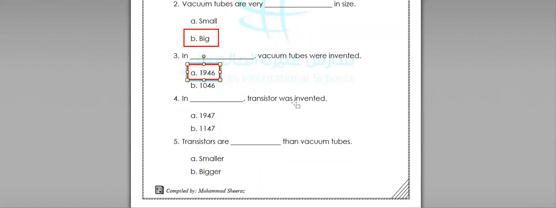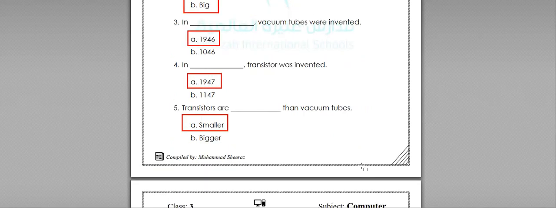In dash year, transistor was invented. It's in year 1947. Transistors are smaller than vacuum tubes. That's why they got famous and took over the place of the vacuum tubes.